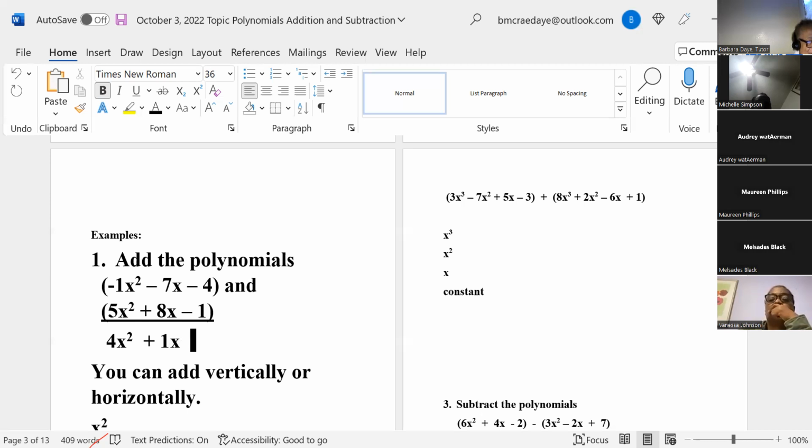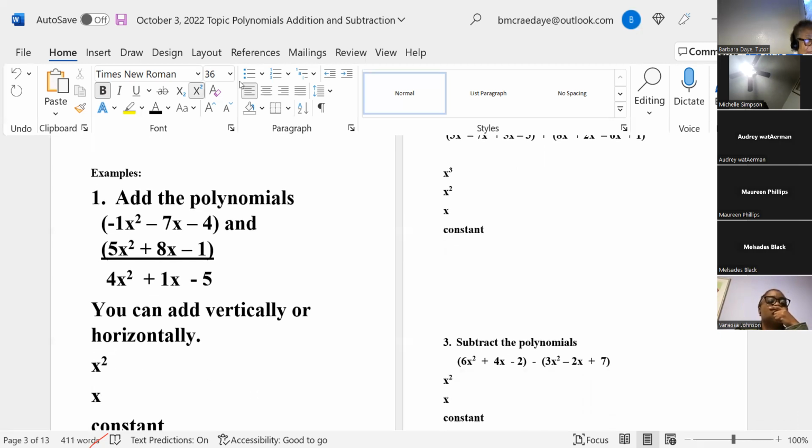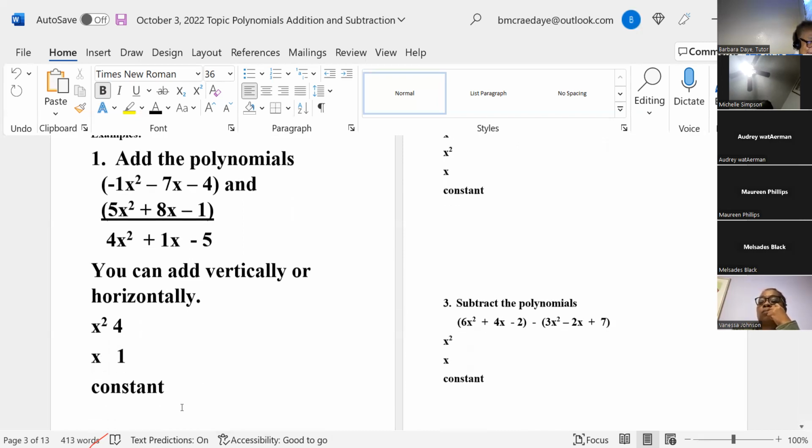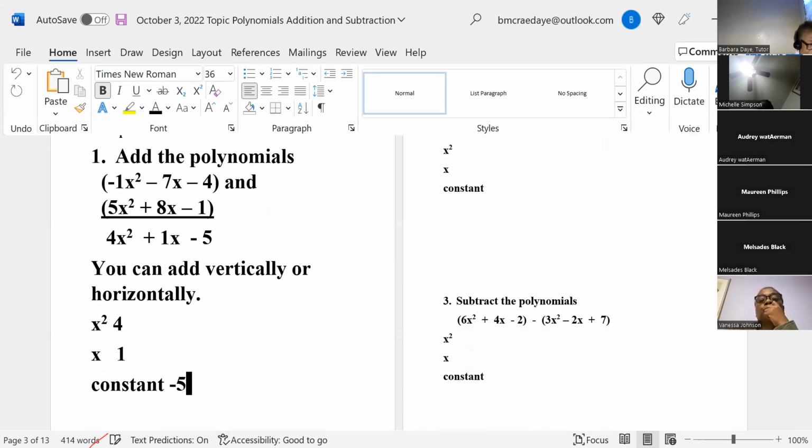Maureen, what's a -4 and a -1? 5. Plus or minus? A minus. That's right. You got to give me these signs here. Okay, -5. So this would be -5. And now you've combined. So x squared is then 4, right? And x, we got a 1, right? And the constant, we got -5. So that's your answer. Any questions on that first addition of polynomials? So the answer is 4x squared plus x minus 5.